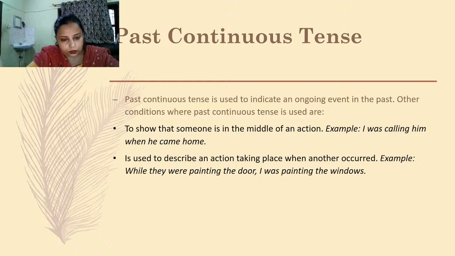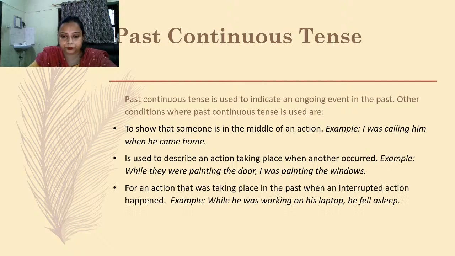Now for example, you can see, children, while they were painting the door, I was painting the window. So here we can say that two events, two actions are taking place at the same time. It is used to describe an action taking place when another occurred. While they were painting, I was also painting the window at the same time.